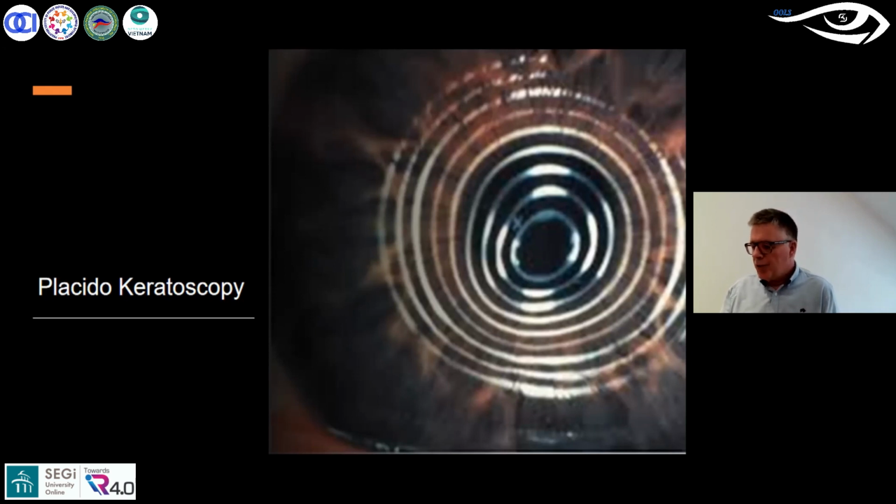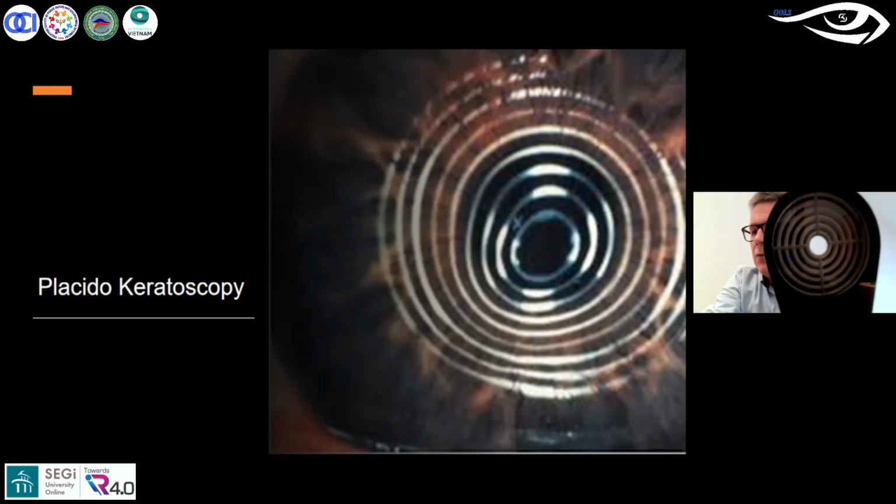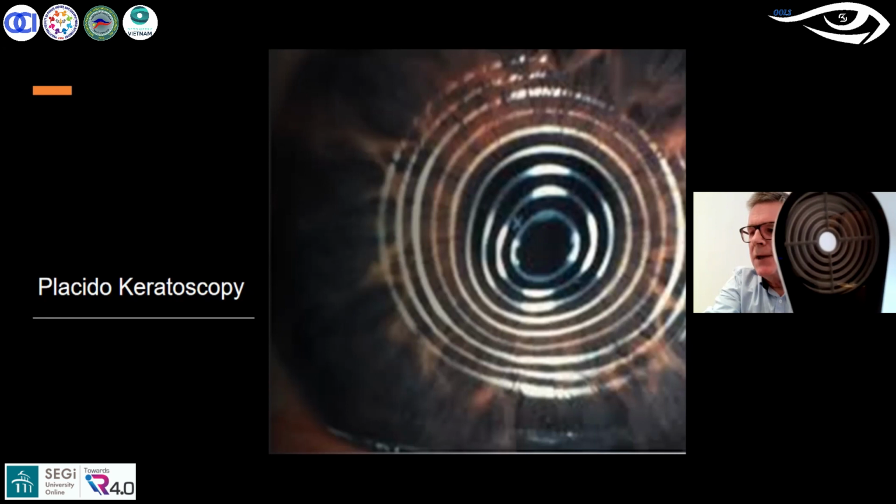analysis of corneal shape. And I've got with me, I hope this works okay, I've got with me today a keratoscope. I'm going to hold this up very, very near my camera here. I hope you can see this okay. And I'll switch on now. You can see, hopefully the lights are coming on there.